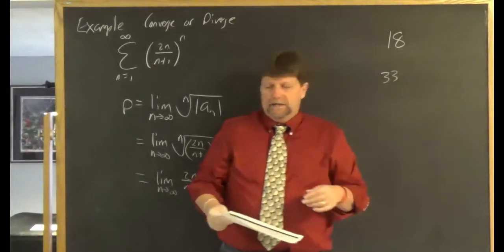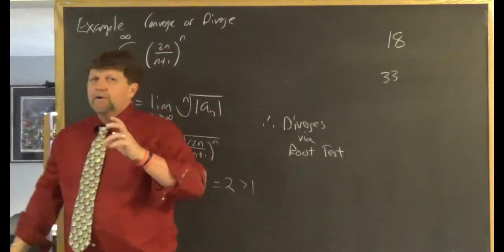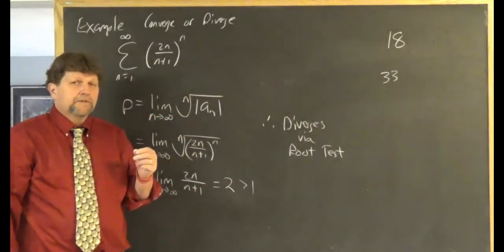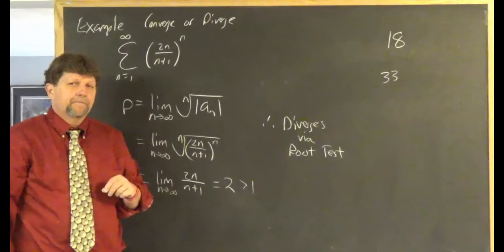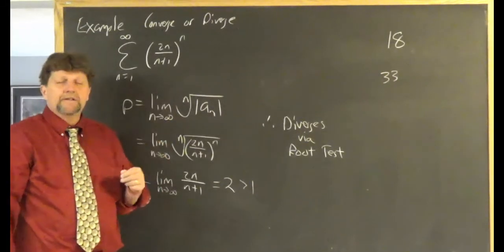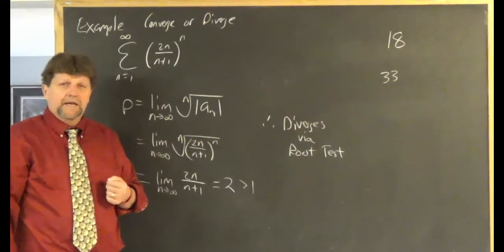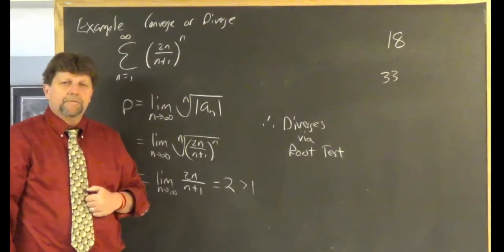For number 18, I'll give you a hint. Remember n squared? N squared equals n times n. Alright, so now go ahead and pause the video, do 18 and 33, and when you're done, I'll be here at the board working through them.